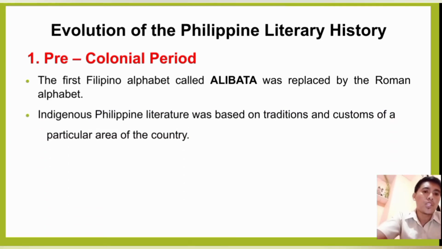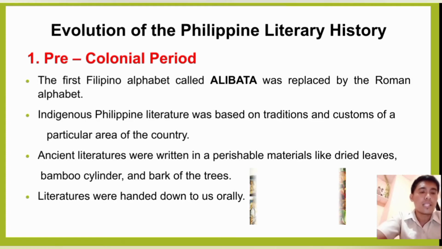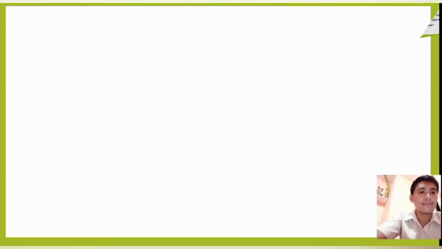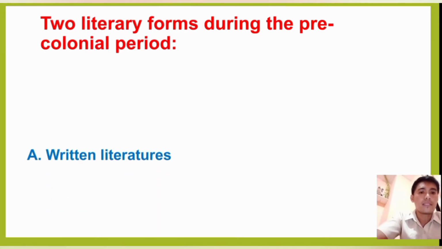Indigenous Philippine literature was based on traditions and customs of a particular area of the country. Ancient literatures were written in perishable materials like dried leaves, bamboo cylinder, and bark of the trees. Literatures were handed down to us orally. We have the two literary forms during the pre-colonial period.